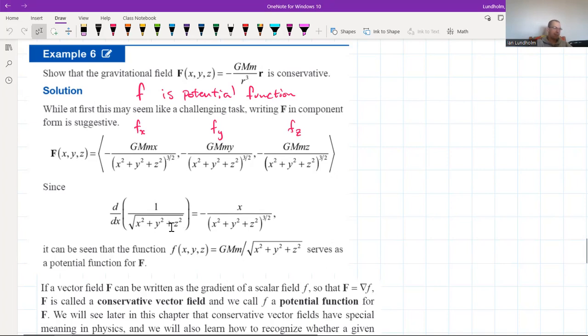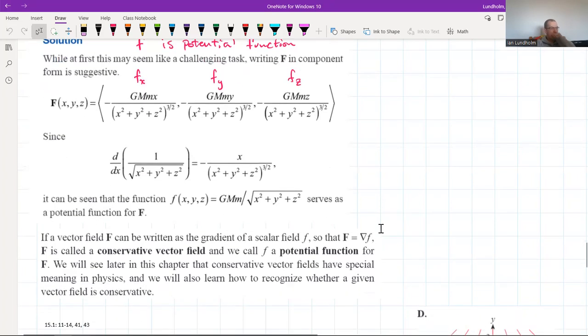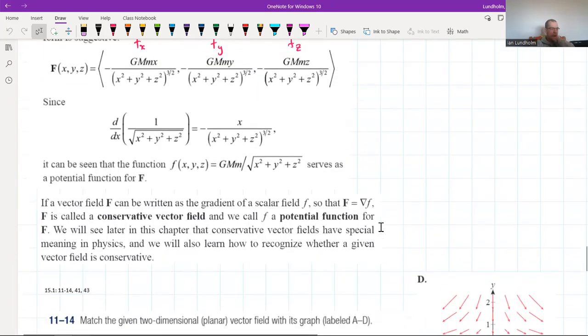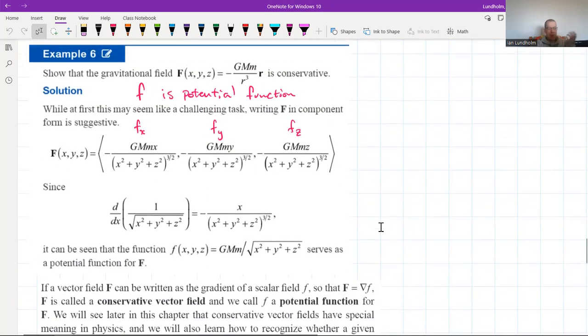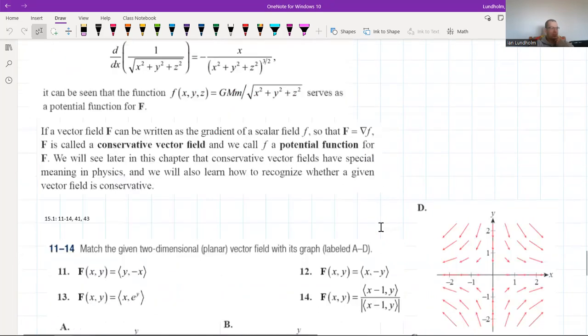So a potential function does exist, and if you take partial derivatives of this with respect to x and y and z, you would get these components of the gravitational field. So there's a potential function that could be used to make the gravitational field. Cool. But we're going to focus on practically some simpler examples than that.